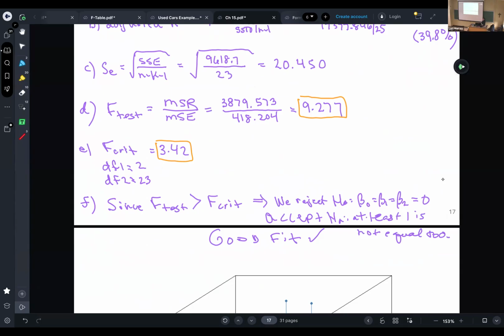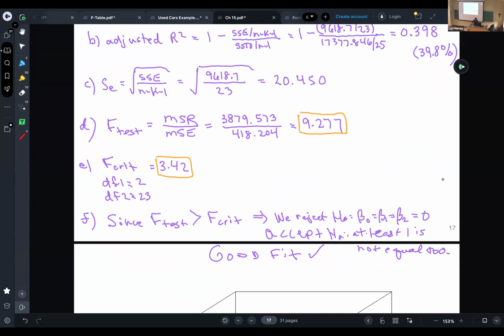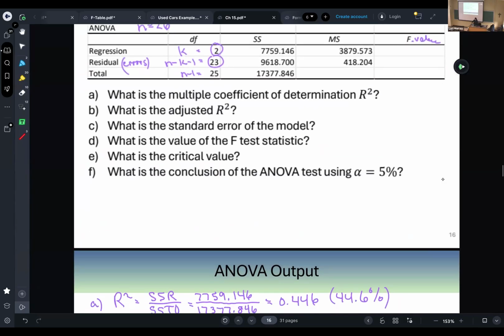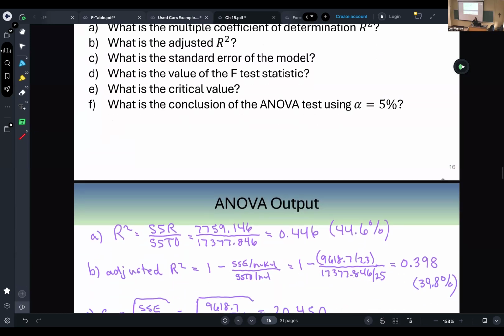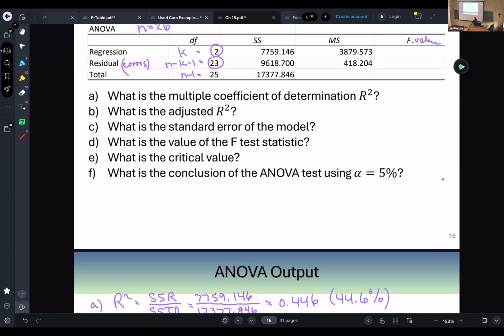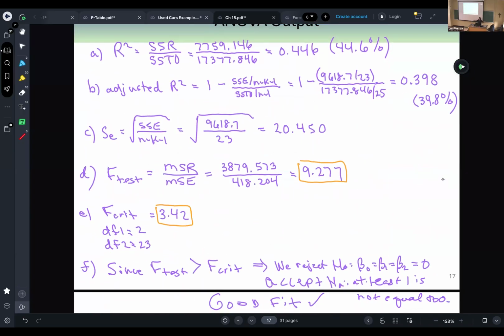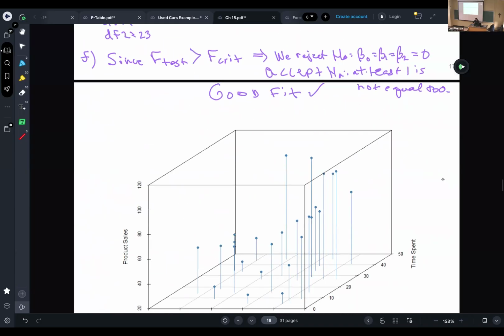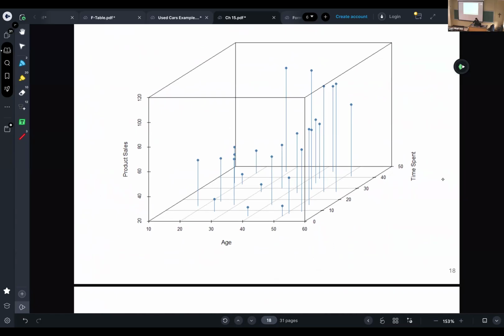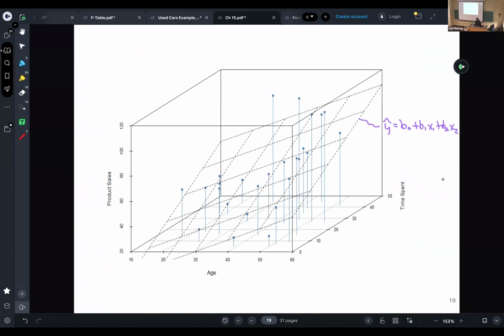So this is good. Because we did the F tests and the confidence intervals, we know that both time spent and age are significantly related to sales. We also know that R squared is okay and adjusted R squared is good. Those are actually good percentages with real data. And we know that the overall test is good, so we have a good model. And here are the 26 points I showed you earlier, and there is the plane.